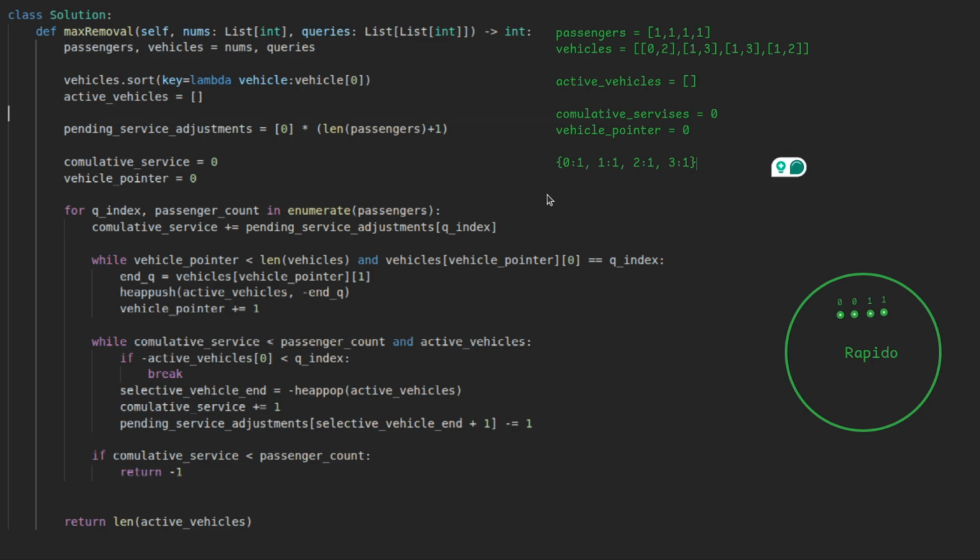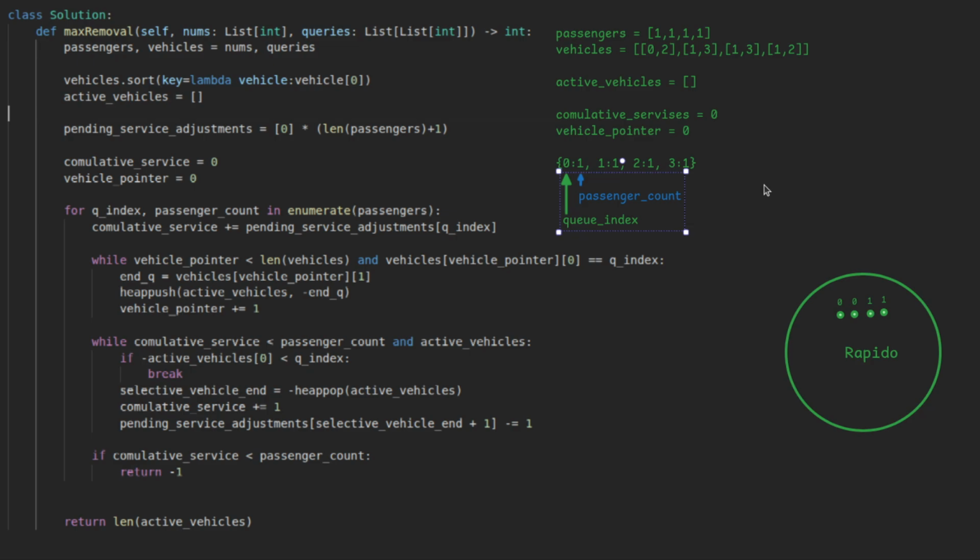Because all are 1 here. So, okay, now I have cumulative index. I'm just stopping it here, and I just want to put some pointers here. Okay, I am just putting it here, that my queue index and pointer and passenger count, right?